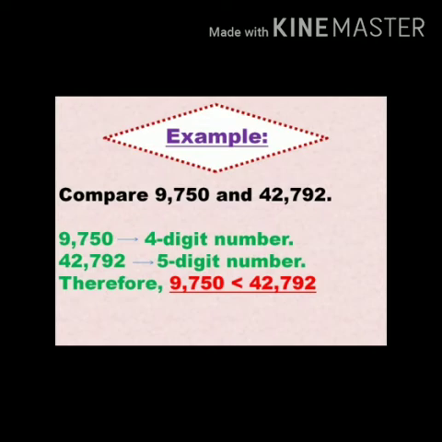Now, one example related to different digits. Compare 9,750 and 42,792. In 9,750, there are 4 digits, and in 42,792, there are 5 digits. Therefore, we can easily compare that a 5-digit number is greater than a 4-digit number. Therefore, 9,750 is less than 42,792.